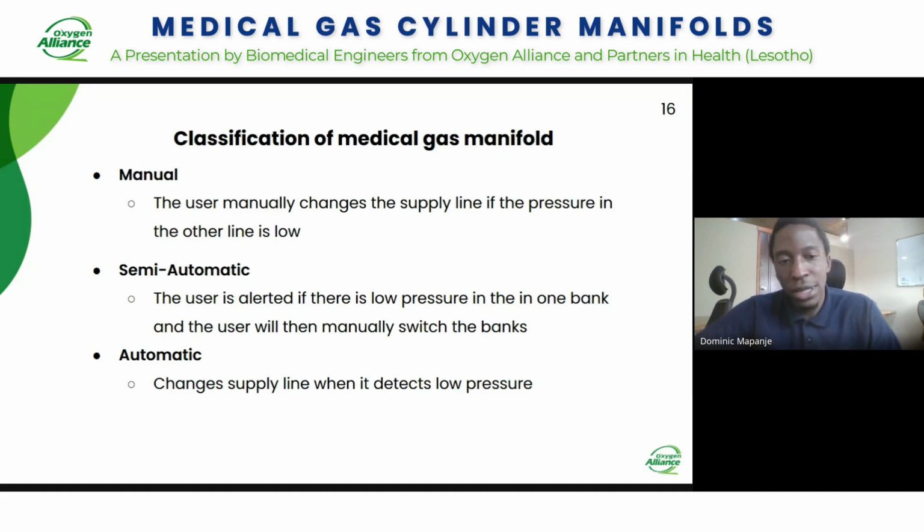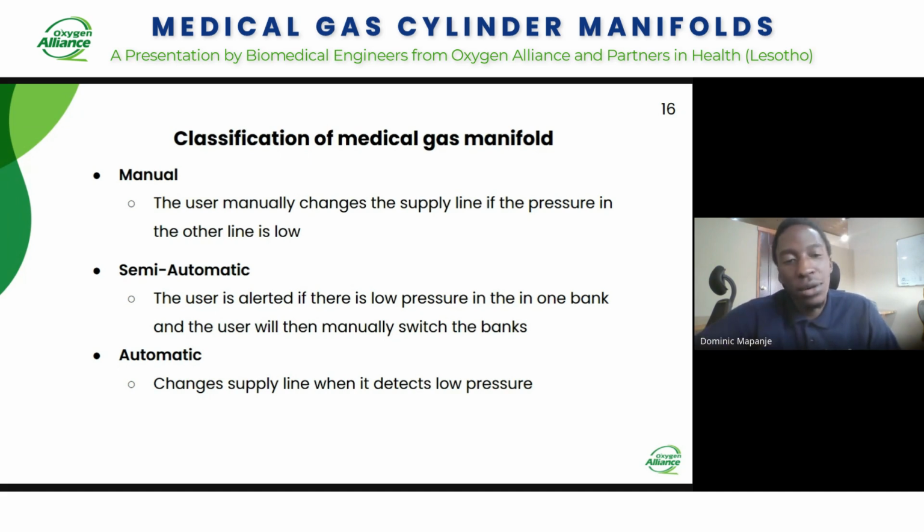For the semi-automatic one, this differs from the manual one because it will alert the operator that one bank is running empty. He or she has to come and change to the other bank. So the only difference with the manual is that it will alert the operator to come and change to the other bank. It will not be changing on its own, but it will alert the user to come and change it.